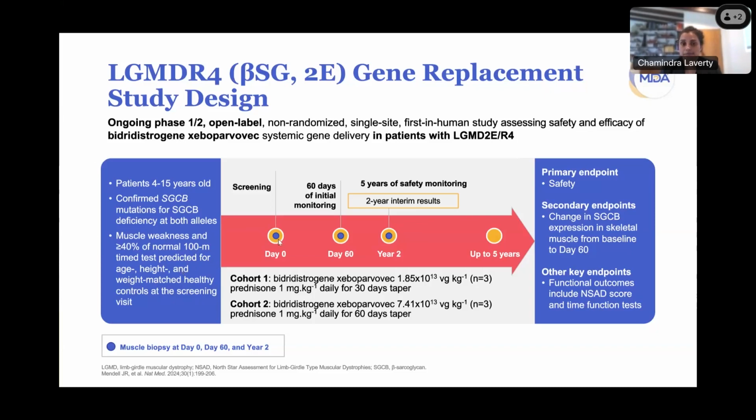And these patients were given bidridistrogene xeboparvovec at either a high dose or a low dose. And there were 3 patients in each group. You can see the high dose is 7.4 times 10 to the 13 vector genomes. Patients were screened on day 0, and they got their treatment. Muscle biopsies were done at day 0, 60, and 2 years. And we have 2-year interim results and some safety data.